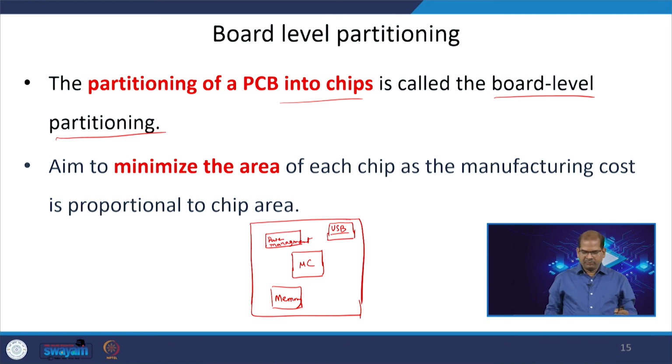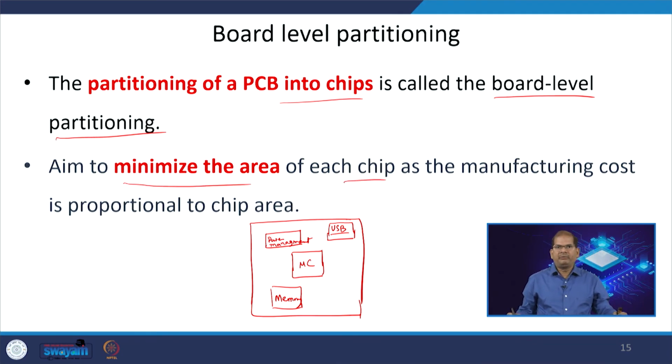So, the main aim is to minimize the area of each chip, okay, as the total manufacturing cost of the overall board is proportional to the chip area. Even if I have different types of microcontrollers, they can have different types of packages. Okay. So, if I use a BGA package versus a QFN package, the BGA package has more pins. So, whenever I want to determine a microcontroller, I need to think about which kind of package I should choose for my microcontroller.